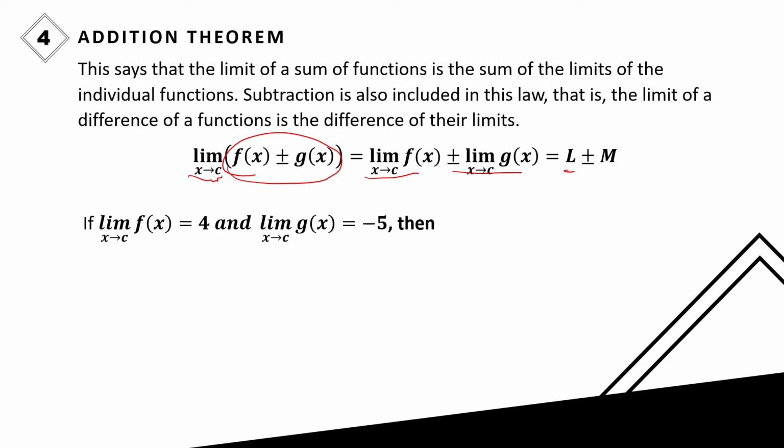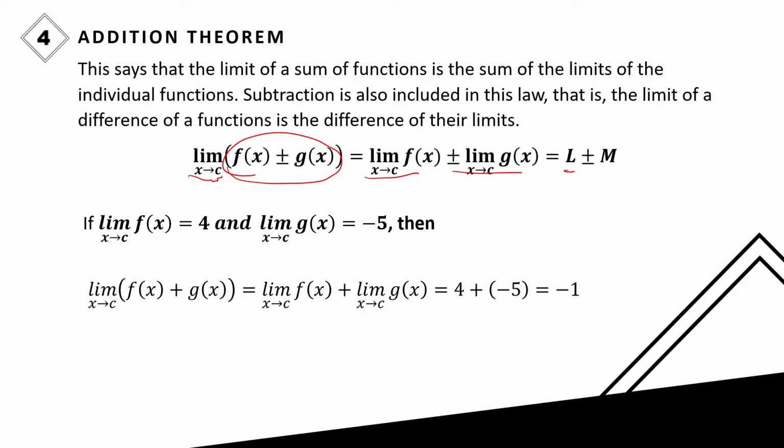Let's say that the value of our limits of f of x as x approaches to c is equal to 4. And limits of g of x as x approaches to c is equal to negative 5. Therefore, magkakaroon tayo dito ng same process na ginawa natin dito. Ayan. So, meron tayong value ng limits of f of x and limits of g of x, which is 4 and negative 5. So, we have 4 plus negative 5, that is equal to negative 1.